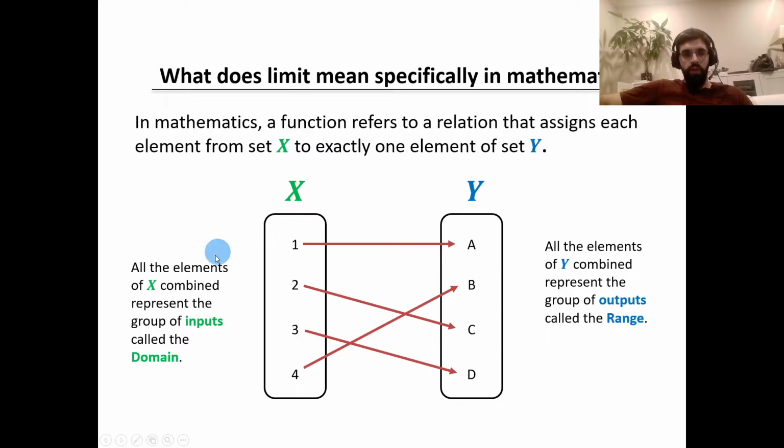So we can say all elements, the elements being 1, 2, 3, and 4 in this case, all the elements of X combined represent a group of inputs called the domain. Over here in group Y, we have elements A, B, C, and D, and these elements combined represent the group of outputs called the range. So a function maps all the domain elements to all the range elements.